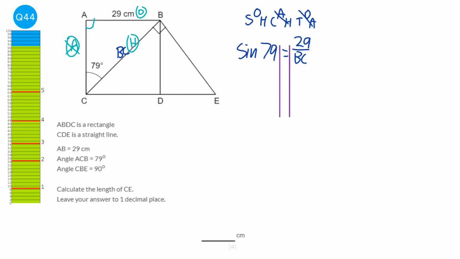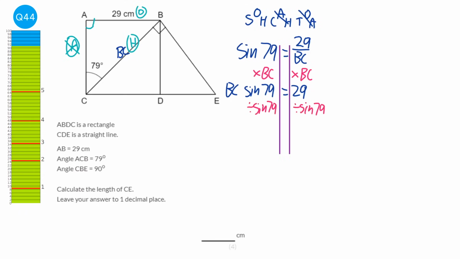So I'm going to put my solving lines in, and we need to times both sides by BC first of all. So we end up with BC sine 79 equals 29, and we're just going to divide both sides by sine 79. Just a bit of rearranging. So BC will be 29 over sine 79. And when you do that on the calculator, you get 29.542, blah, blah, blah.